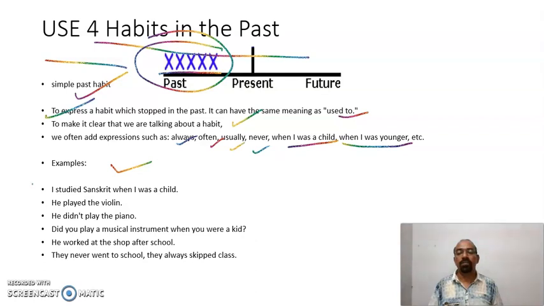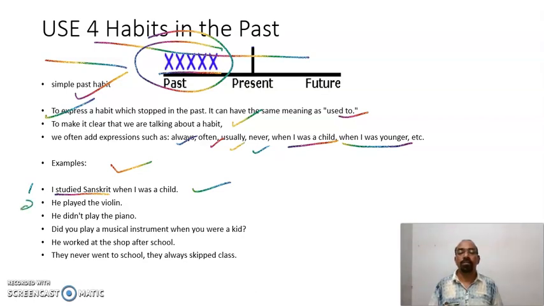Look at the first example. I studied Sanskrit when I was a child. So studied Sanskrit here means he used to study Sanskrit. That is the meaning here. It was a habit, continuously followed for many years or some years, or the entire childhood.